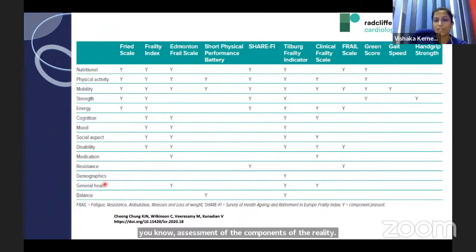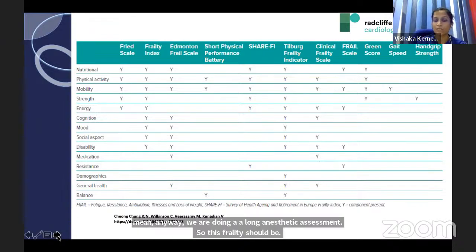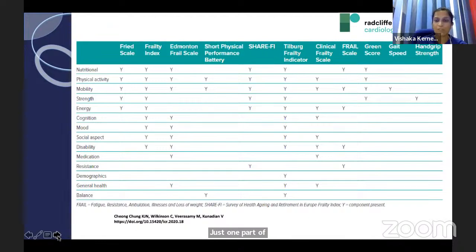So we need to find an assessment which is comprehensive yet can be done within our time frame, because we do a prolonged, I mean, anyway we are doing a long anesthetic assessment. So frailty should be just one part of it. It's not the only part of it. So we really have to find a solution which is quick yet comprehensive.